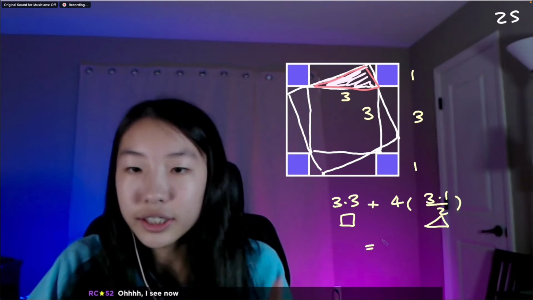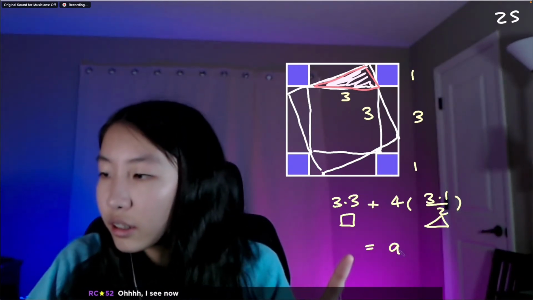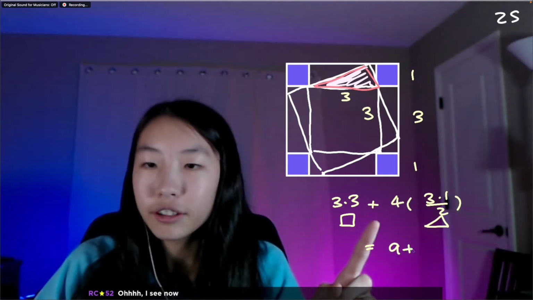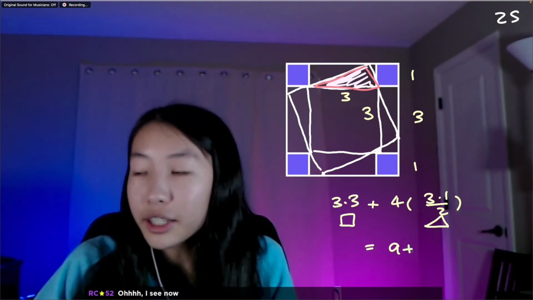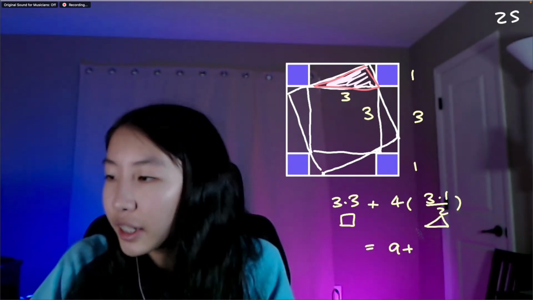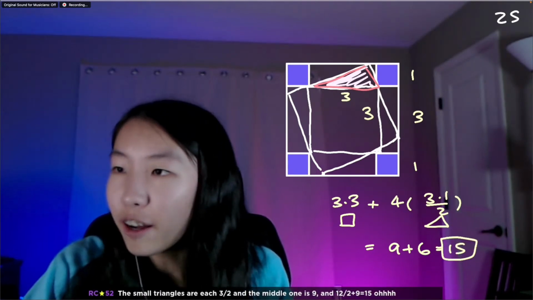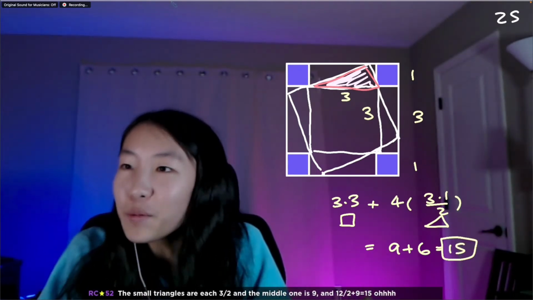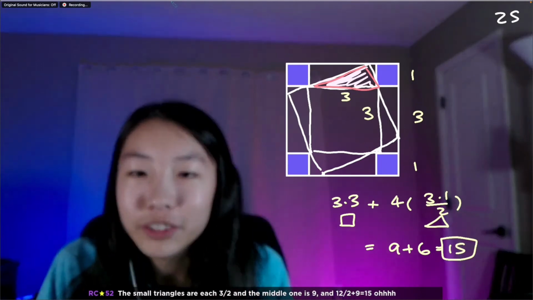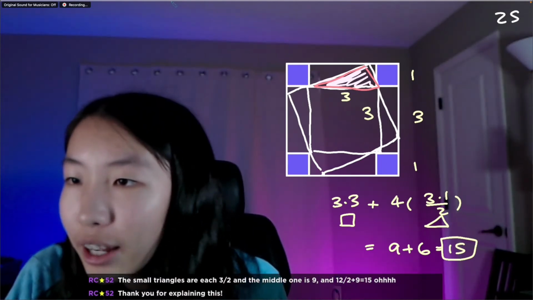And so this left-hand side is 9. A nice trick here: 4 divided by 2 first is 2, and then times 3 is 6. And that'll give us a nice answer of 15. Good job, everyone. We've officially solved question number 25.